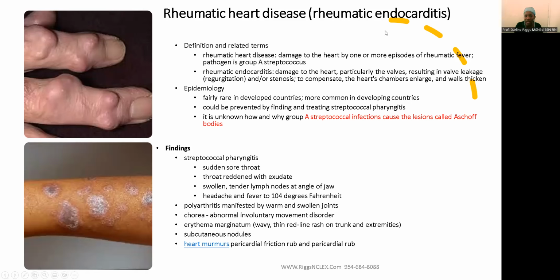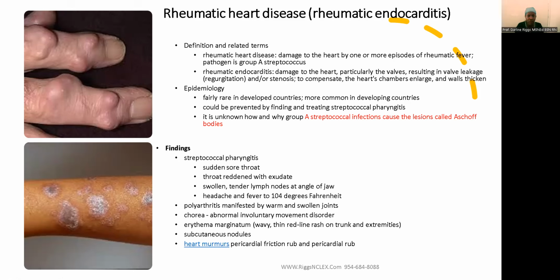You see there's so much commonality. There are some things in common between rheumatic heart disease and endocarditis. But usually with rheumatic heart disease, they're caused by Streptococcus, a nasty little pathogen. So rheumatic heart disease is damage of the heart by one or more episodes of rheumatic fever, where the pathogen is group A strep. Strep is nasty, y'all.